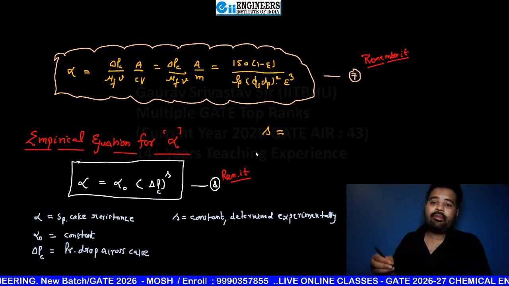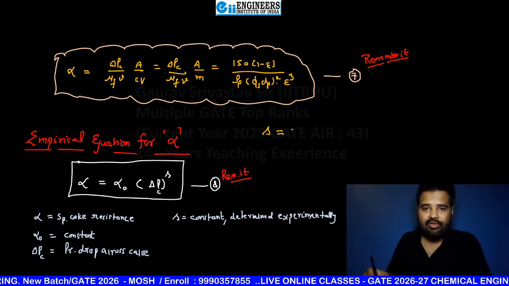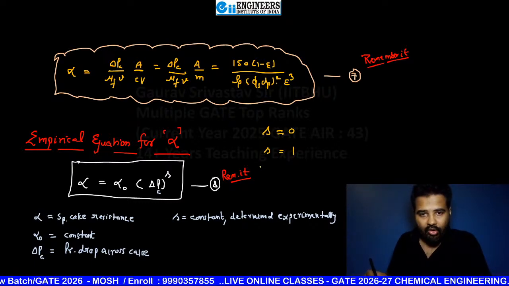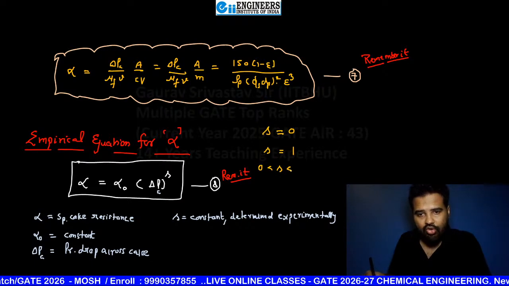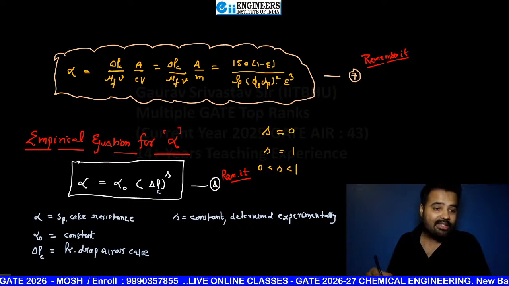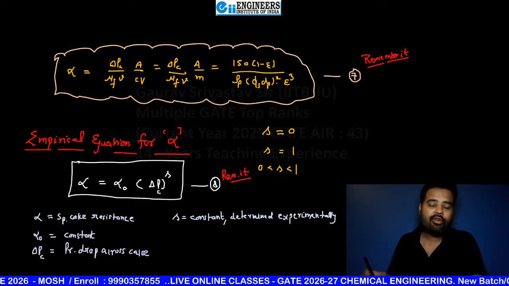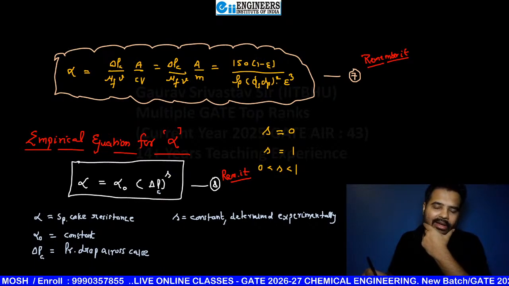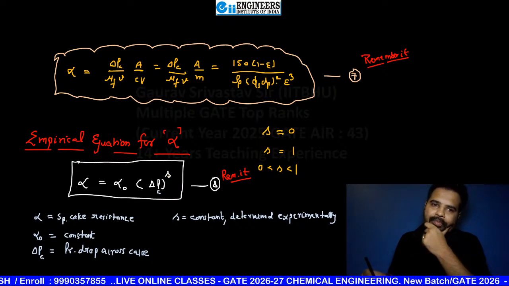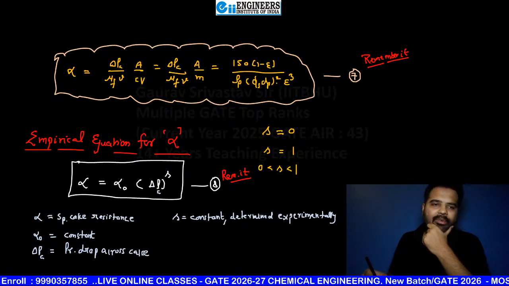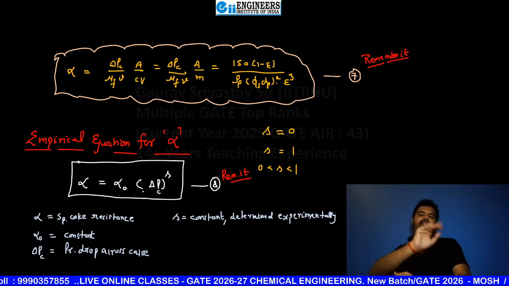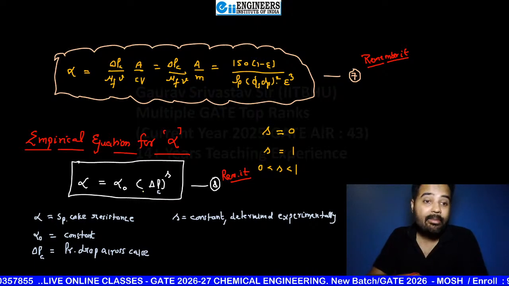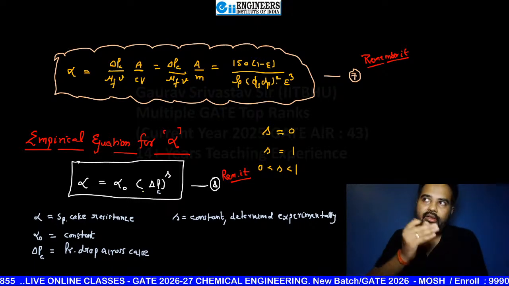And what is s? s can be 0, s can be 1, or s can be between 0 and 1. So these three cases are possible for this s. If s is 0, just see here, delta PC to the power 0. That means 1. That means alpha is independent of delta P now. अभी अल्फा डिपेंडेंट ही नहीं है.